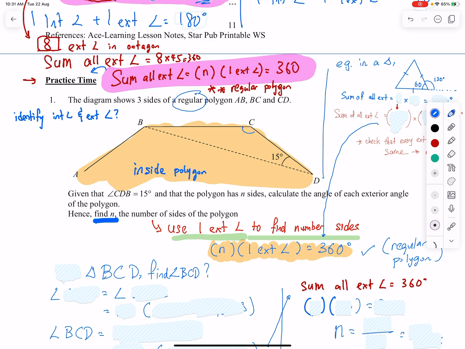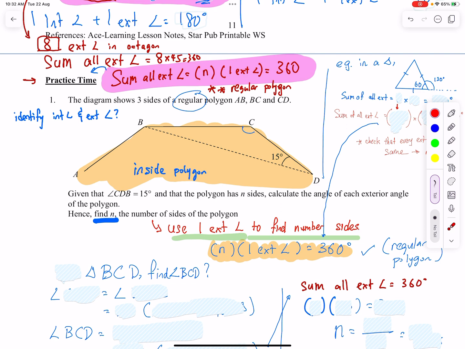Let's pause a while and think, how do I actually use that? I can use this pink highlighter idea. N times one exterior angle is 360. This is true for all polygons and regular polygons. So if I want to find out n, I will need to know what exactly one exterior angle is. Then I'll just take 360 divided by n and I'll get the answer. Make sense? Let's take a look again.